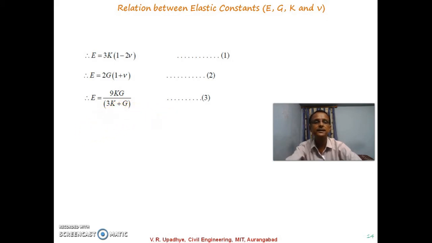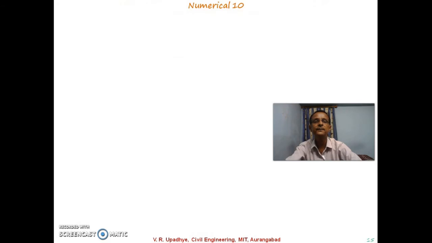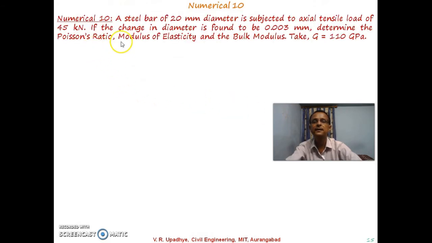So with this discussion, we will go through a few numericals. The statement of numerical 10 is like this. A steel bar of 20 mm diameter is subjected to an axial tensile load of 45 kilonewton. If the change in diameter is found to be 0.003 millimeter, determine the Poisson's ratio, modulus of elasticity and bulk modulus. So Young's modulus is to be calculated, bulk modulus is to be calculated, and what is given is the shear modulus or modulus of rigidity, capital G, as 110 gigapascal.